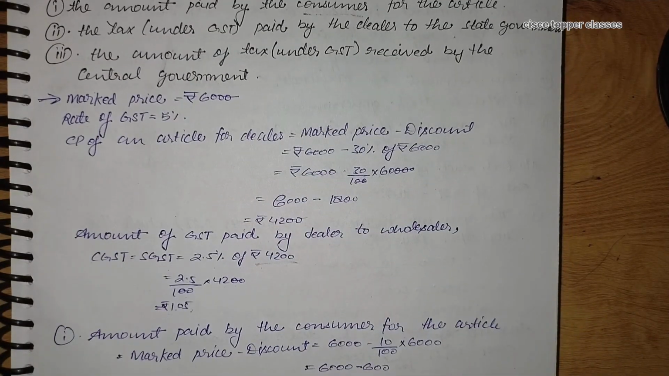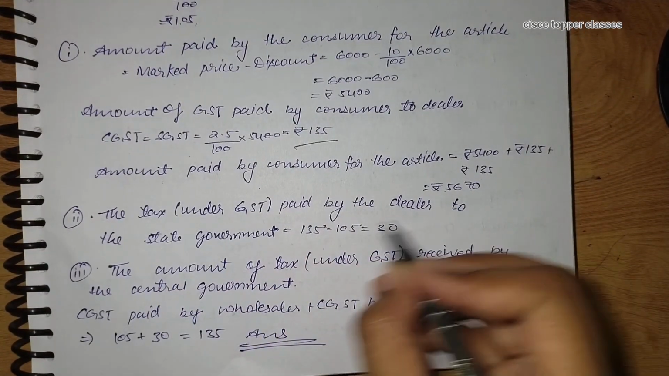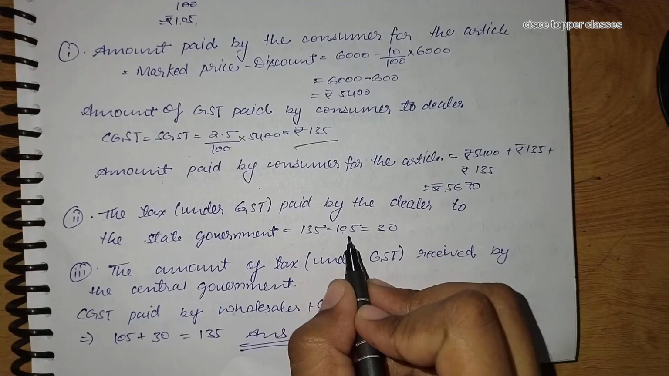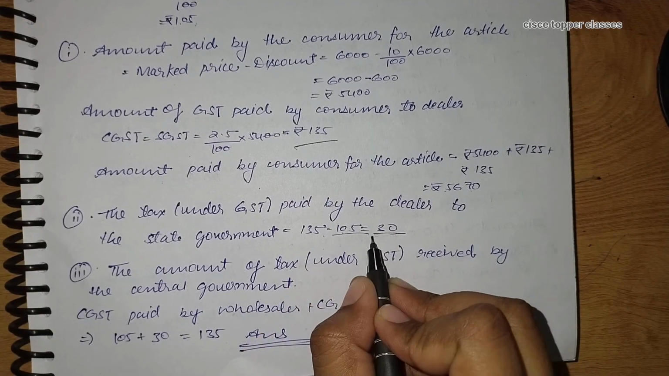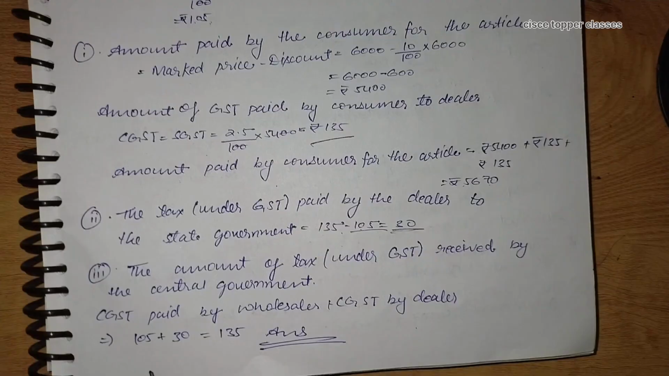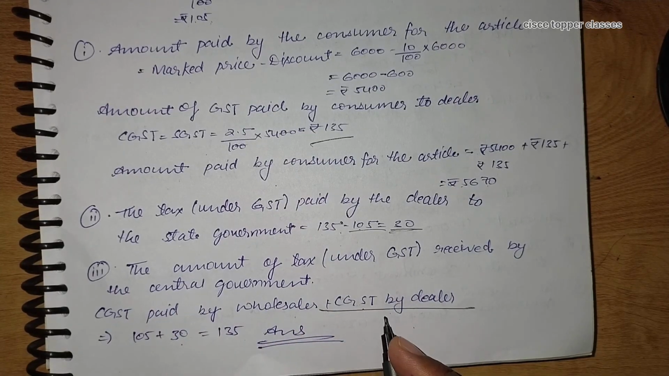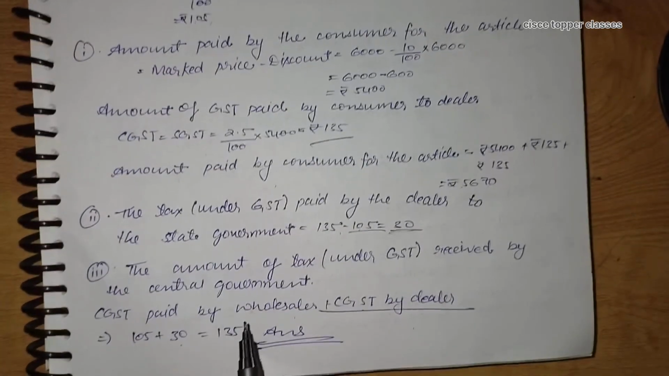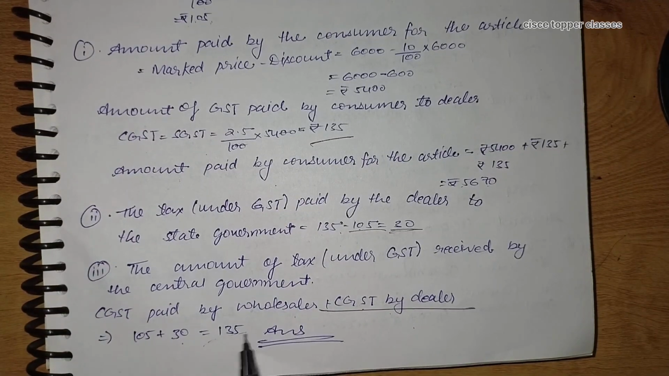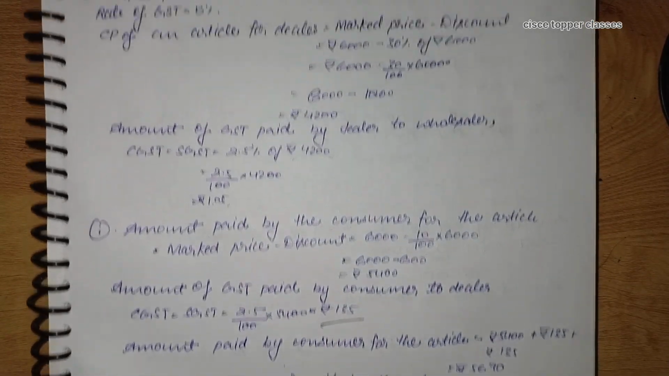Now, if we have to find the tax under GST paid by the dealer to the state government, this will be 135 minus 105, means 30 is the value here. Fourth part is the amount of tax under GST received by the central government, which will be 105 plus 30. This will be the CGST paid by the wholesaler plus CGST by dealer. So on taking their sum, this will be 135. This is the final answer in question number 9, and this is the solution of question number 9 here.